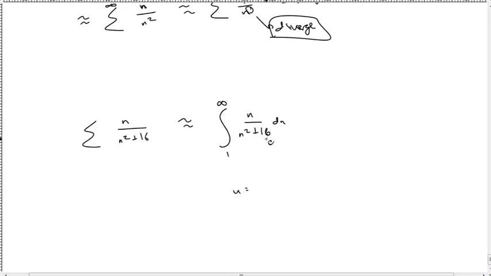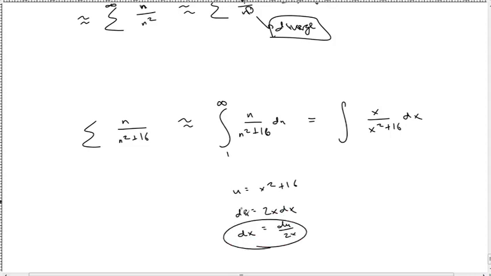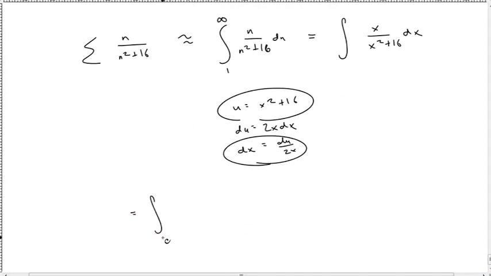In fact, who's using n's nowadays? Can we just use x? Is that okay? I like the x. x is so much easier. So u is going to be equal to my denominator, du is 2x dx. dx is du over 2x. Use those two. So integral from 1 to infinity of x over u du over 2x. The x's cancel. The half comes to the front. What's the integral of 1 over u? It's going to be ln of u.